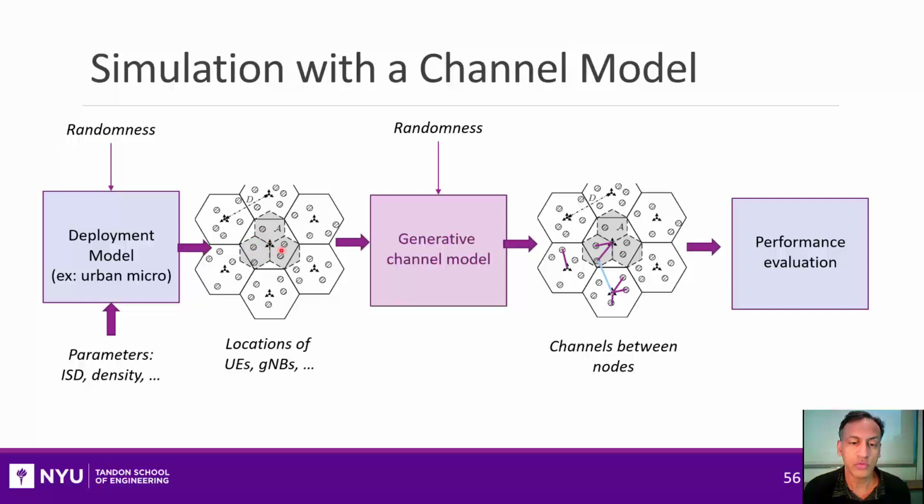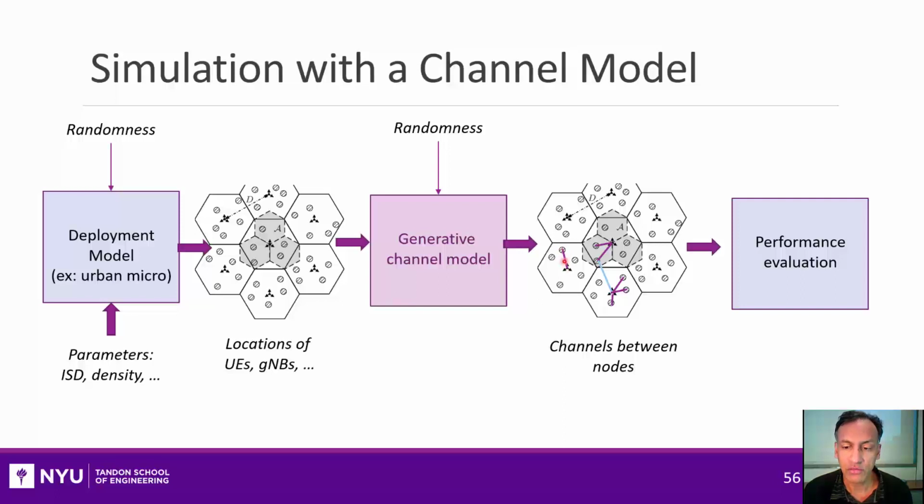At this point, you will then use your generative channel model that you fit, hopefully, for that environment, and it will generate random instances of the channels between each transmitter and receiver, typically not just between the serving cell, but also the interfering cells. We'll talk much later about how to do a detailed simulation like this when we get later on into the class, but just to understand right now the context of where we're going.